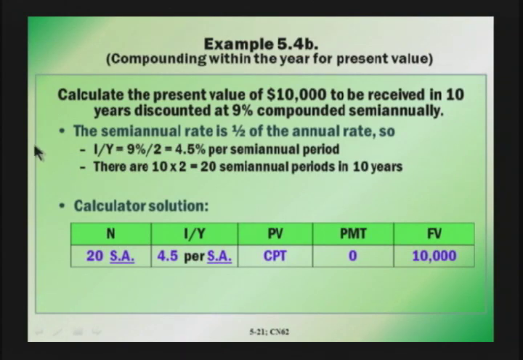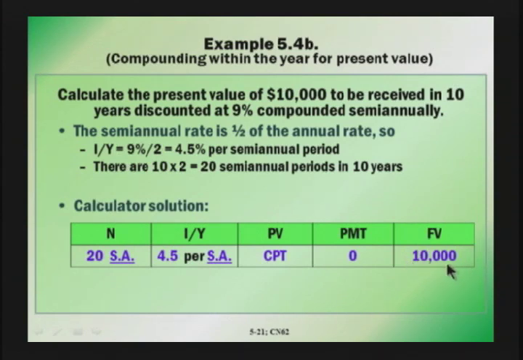So I'll start by second clear TVM, and then I'll put in 20 for N and 4.5 for my discount rate IY. I make a note here that it's semi-annually, so it's 20 semi-annual periods and 4.5% per semi-annual period to make sure I've been consistent and used semi-annual for both number of periods and rate per period.